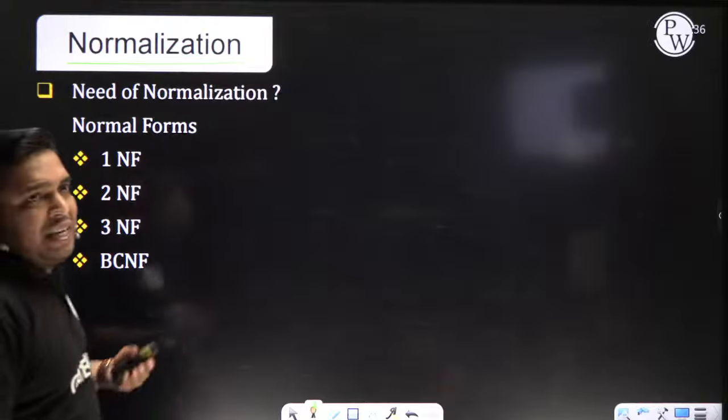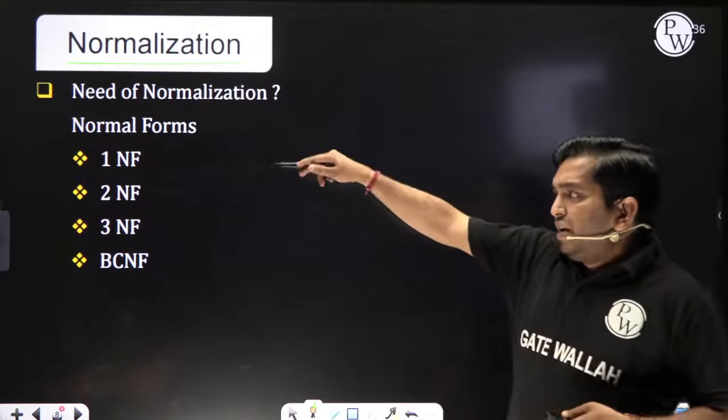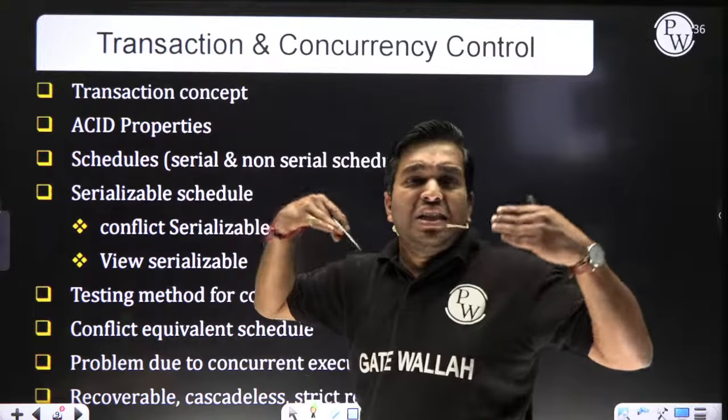Then we will discuss normalization. First of all, why there is a need of normalization and what the normal forms are: 1NF, 2NF, 3NF and BCNF. Then I will start the second chapter.